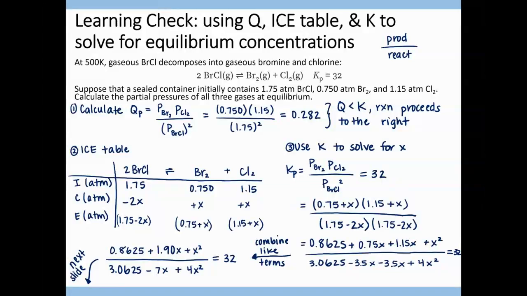Where did you get the 0.8625 from? That was the 1.15 times 0.75, the first.